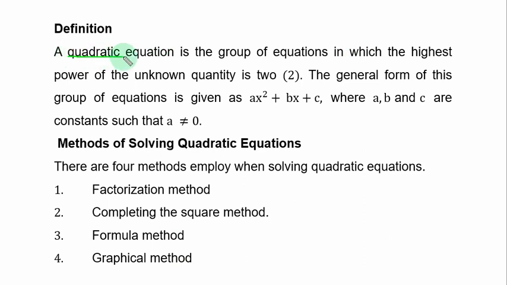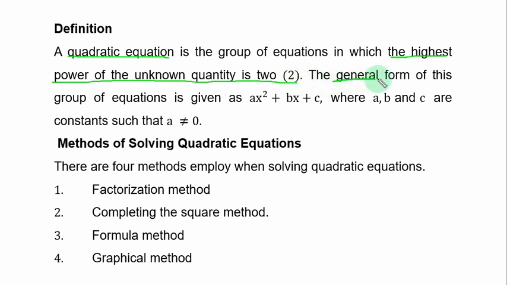A quadratic equation is the group of equations in which the highest power of the unknown quantity or variable is 2. We have various forms of equations, but the one we are talking about, the variable you are interested in, the highest power is 2. So we refer to such a group as quadratic equations.